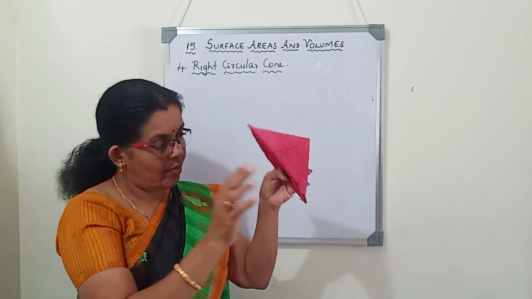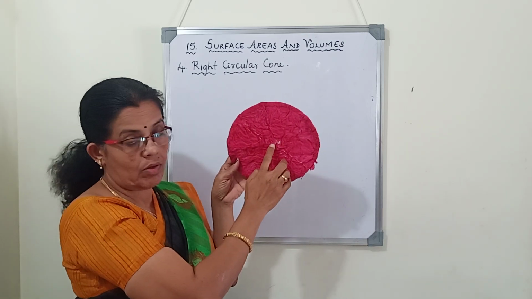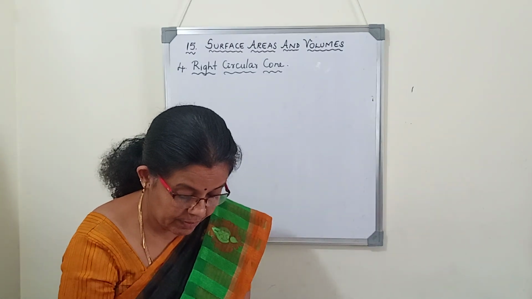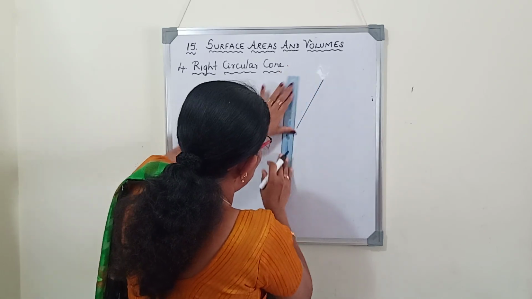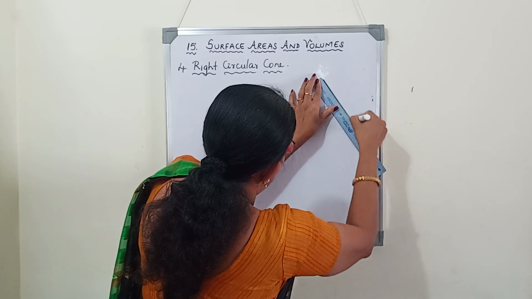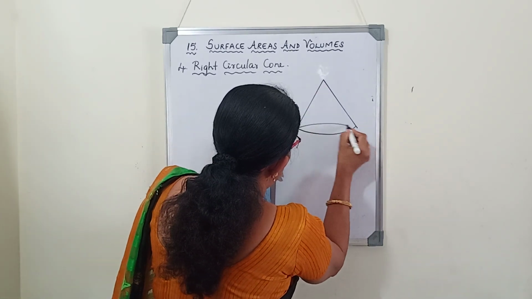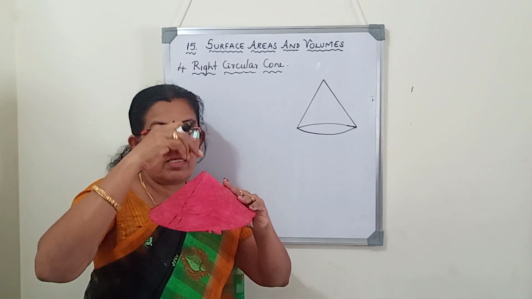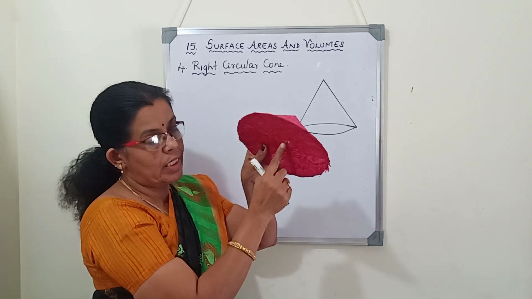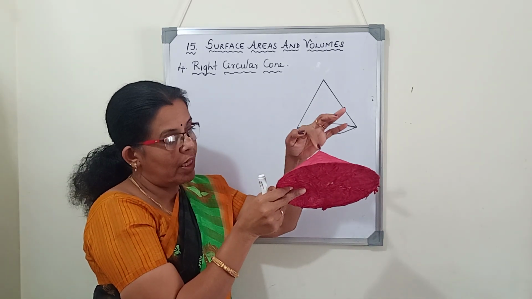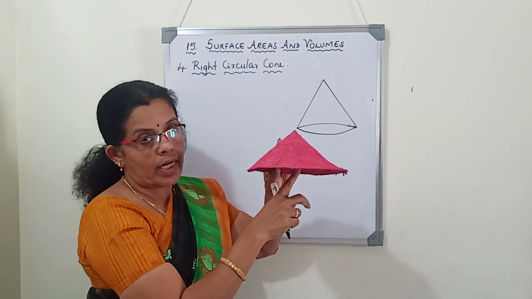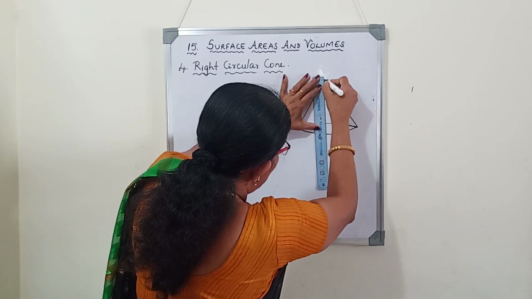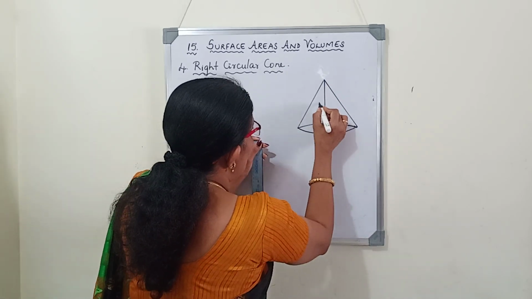Before that, see the cone. This is the circular surface. We know that this is the center of the circular surface. If you draw a line from the center, that is the radius of the cone. Now for this cone, this is the vertex. If you find the perpendicular distance from the vertex to the center, as if you keep a nail inside from here to here, that is the height of the cone. So the height of the cone is the perpendicular distance from the vertex to the center of the circular base.